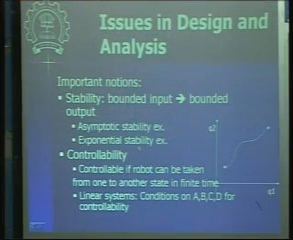Then exponential stability is when the output goes to the equilibrium in an exponential fashion. There is no restriction in asymptotic stability on the fashion in which it goes, but it goes to 0 or equilibrium as time t tends to infinity. In the exponential case, it will go to 0 in an exponential fashion. So that is the difference between these two notions.